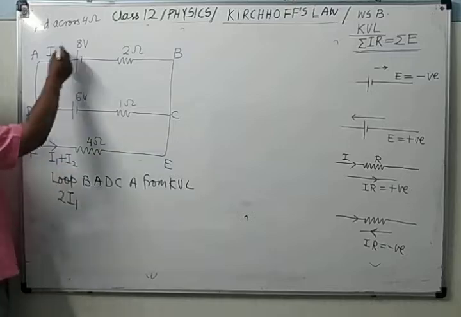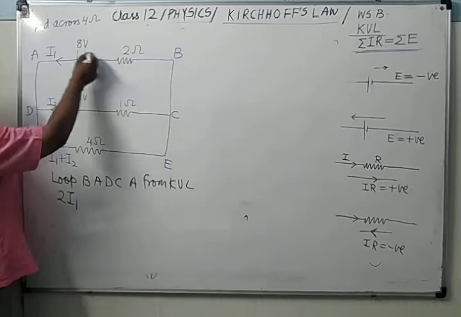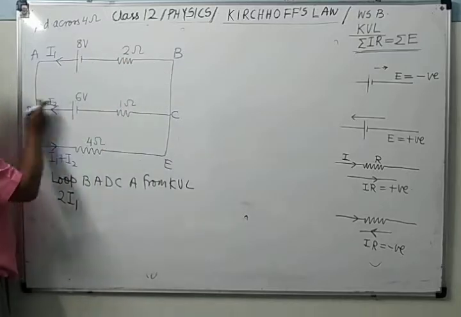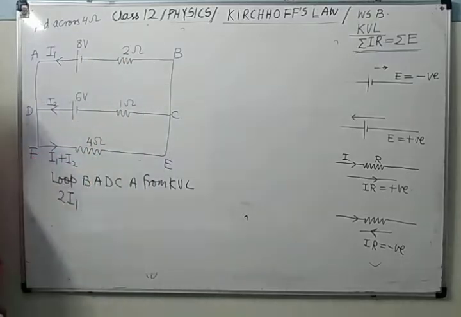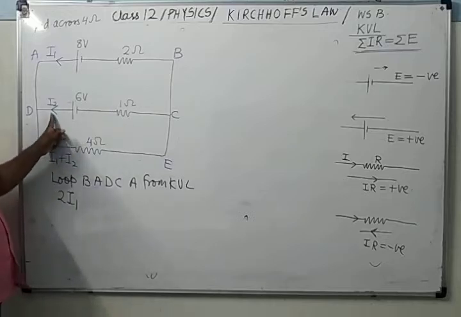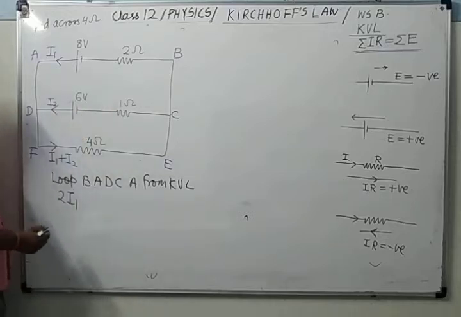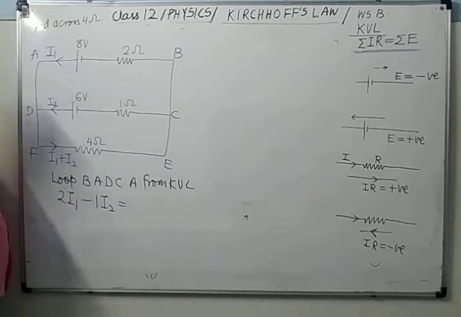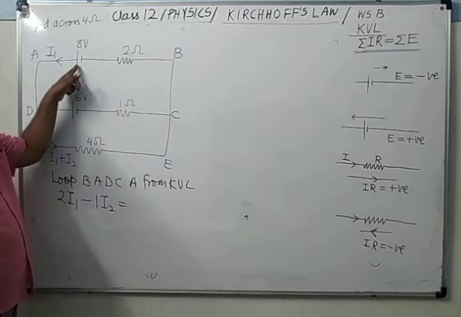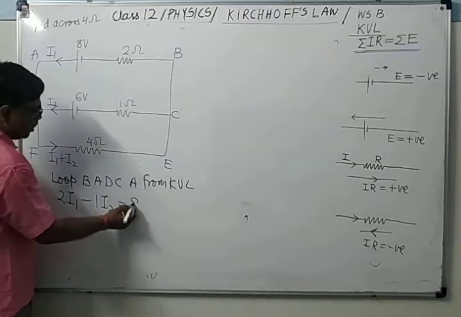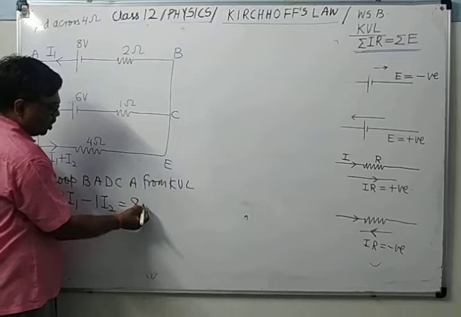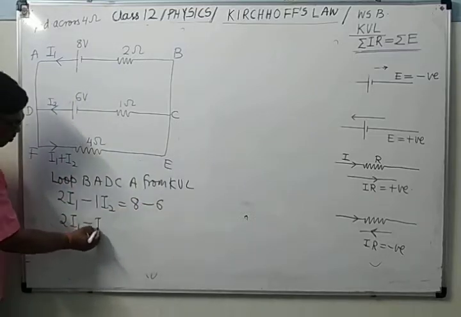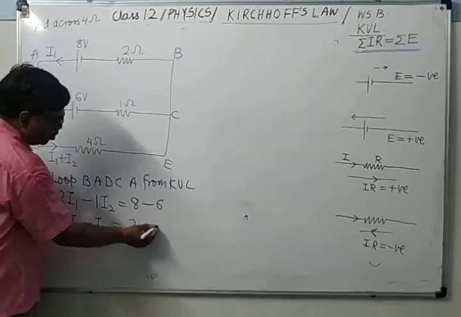It's clear. But here you go opposite to the current because you are traveling in this way. So here current direction is this and you are going opposite. What is IR? I is I2, R is 1. So it will be 1I2 but with negative sign, equals to sigma E. So the cell is crossed negative to positive, so it is plus 8, and the other is positive to negative, so minus 6. So one equation will be 2I1 minus I2 equals to 2.